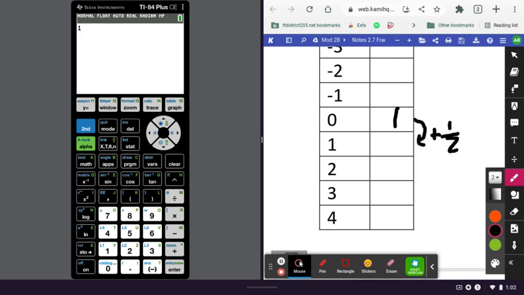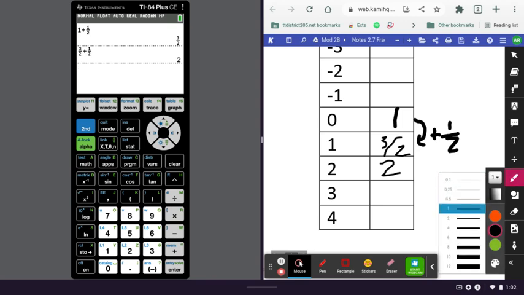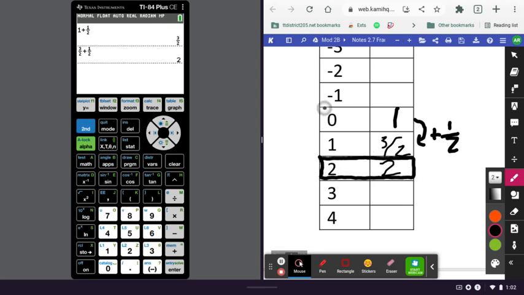So I'm going to do 1 plus, to make a fraction, alpha y equals, hit enter, and there's your fraction. And that gives us 3/2. So let me write that in my table. We got 3/2. Now, I'm going to hit the up arrow, hit enter, and it copies that down. So plus 1 over 2, and that gives us 2. That's a nice number. So I'm going to box that in. And why don't we box our y-intercept? Because that's a nice number.